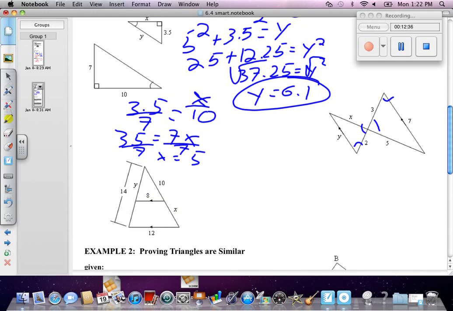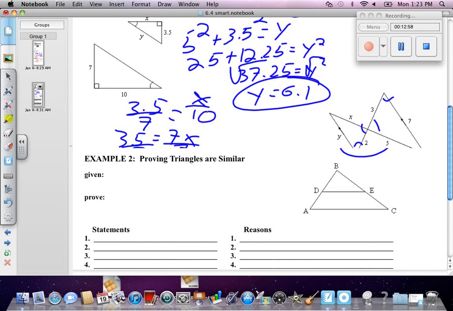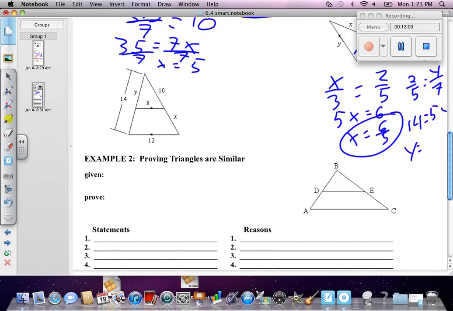Okay, so I've got to kind of move it around so I know x over 3 is the same as 2 over 5. So 5x equals 6, so x equals, we'll just leave it at 6/5. Okay, and then I've got 2 over 5 equals y over 7. So 14 equals 5y, so y equals 14/5.